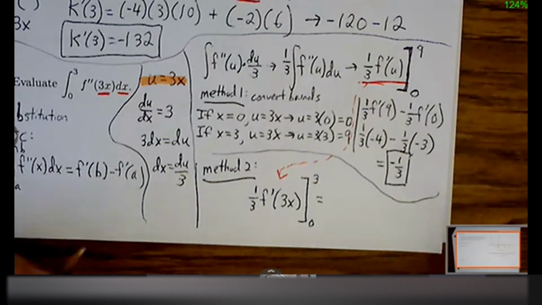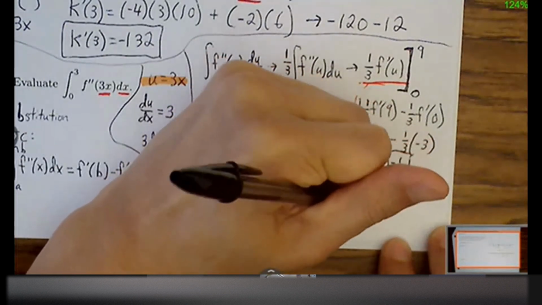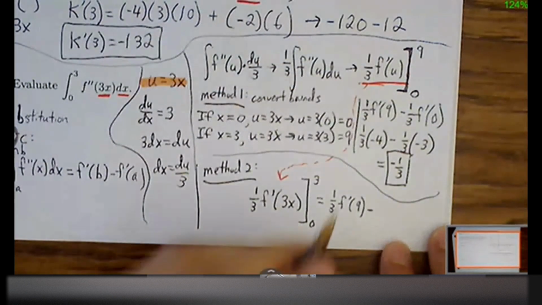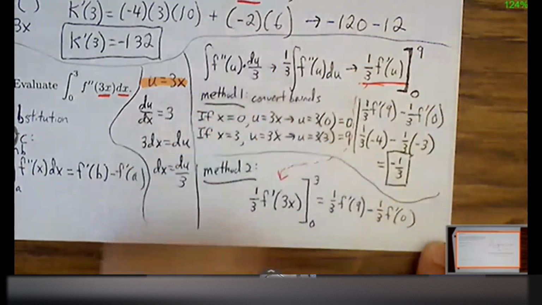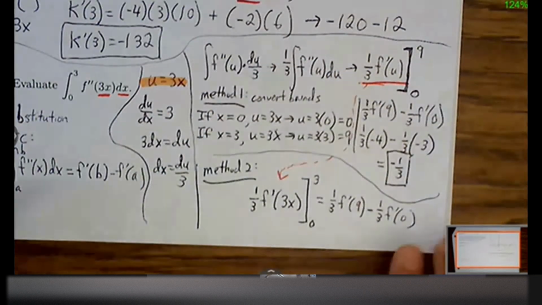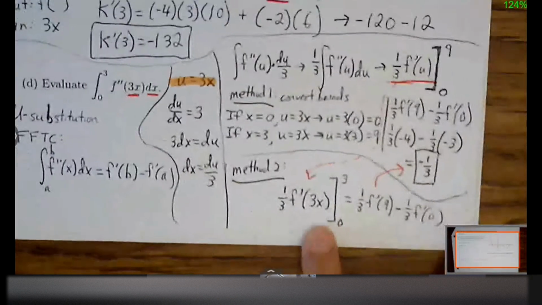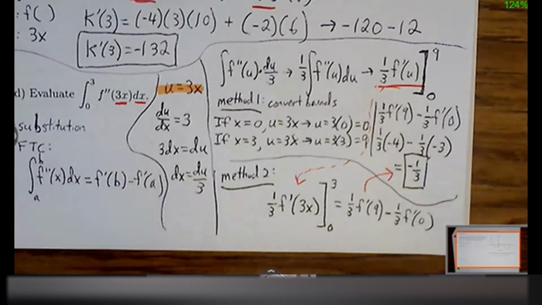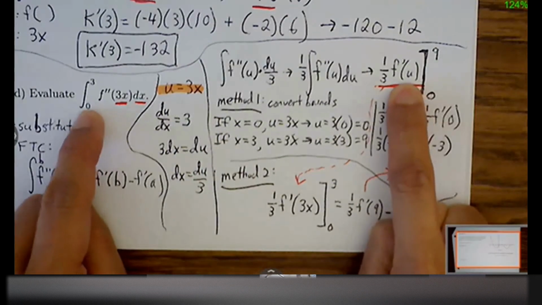Upper bound first. 3 times 3 is 9. Minus lower bound, 0 in for x, 1/3 f prime of 0. And we're back to where we came from. So either method is fine. We'll get the same answer. Whichever method you choose, we just don't want to insert the 0 and 3 into f prime of u. Okay, we're not going to get the right answer that way.